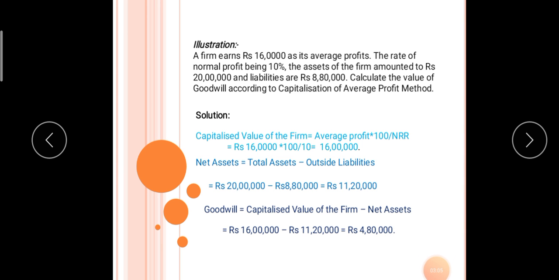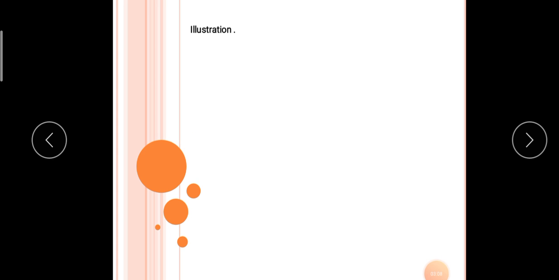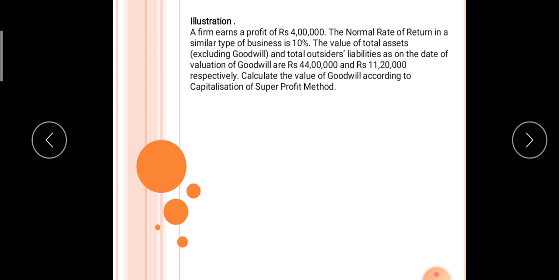Now we will take one more question. Now read the question thoroughly. Firm earns a profit of 4 lakh rupees. So average profit is given, 4 lakh rupees. The normal rate of return for similar type of business is 10%. So normal rate of return is 10%. The total value of assets excluding goodwill is 44 lakh rupees and outsider liability is 11,20,000 rupees. We have to calculate the goodwill using the super profit method, capitalization of super profit.